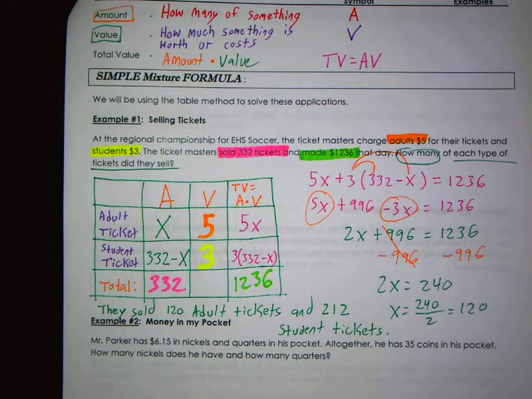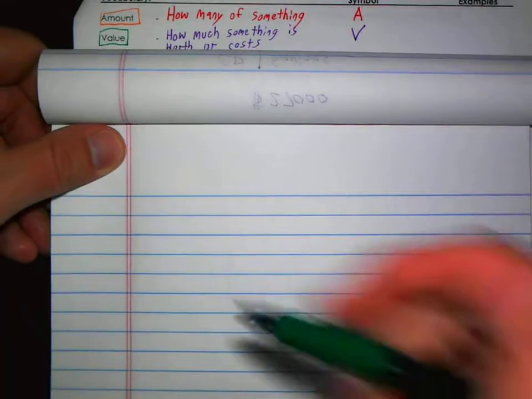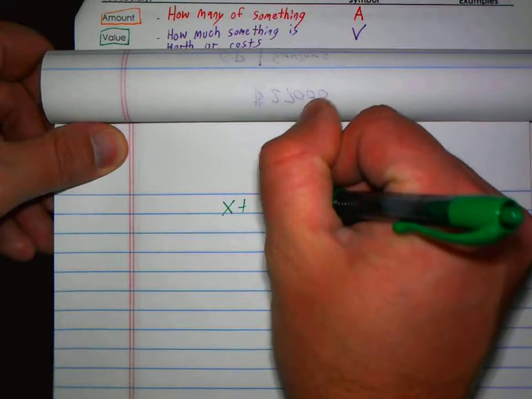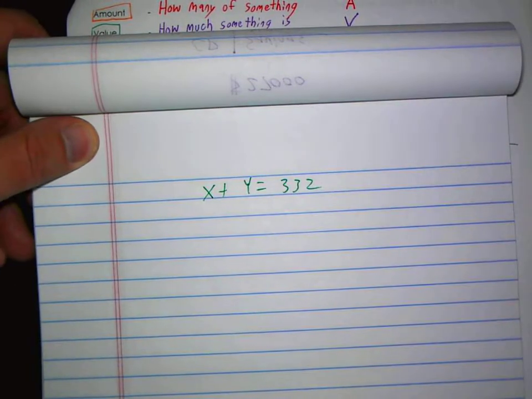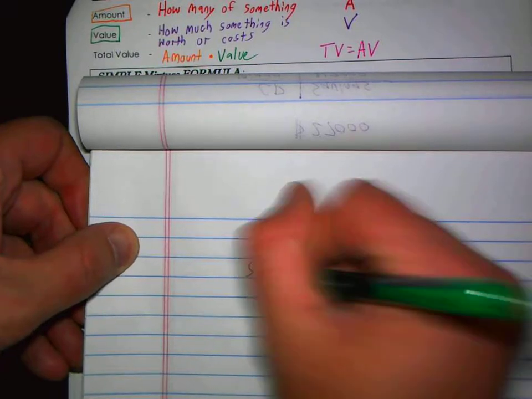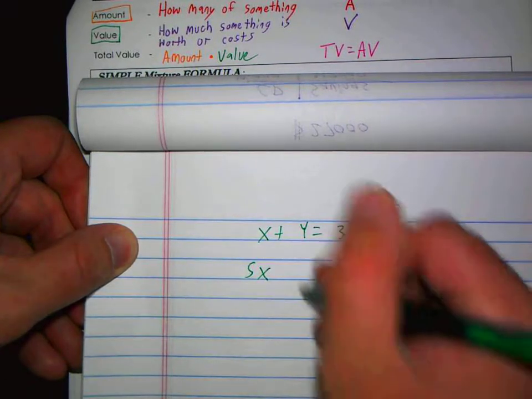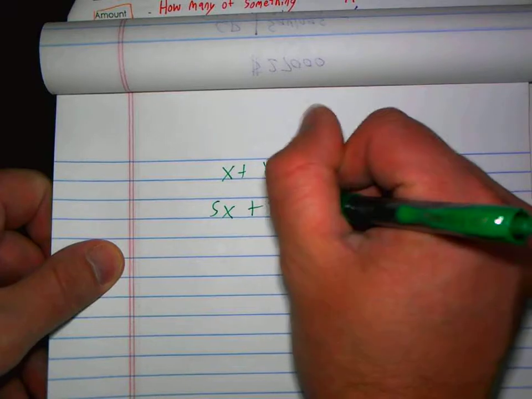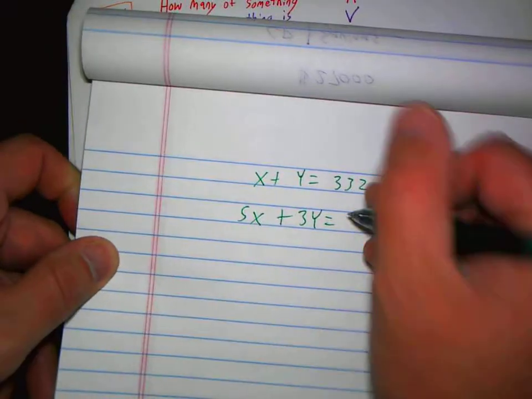Now you may have seen this in Algebra 3, Algebra 2, Algebra 1 as this. I'm not going to solve it. But you'd say x plus y equals 332 tickets. You guys remember that? And then you would say 5 times x, because tickets cost $5 for them, and then 3 times y equals 1236.